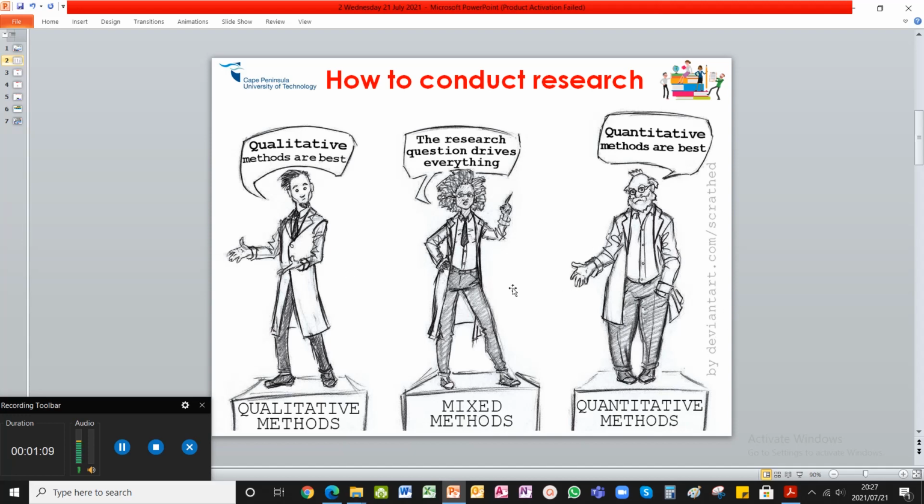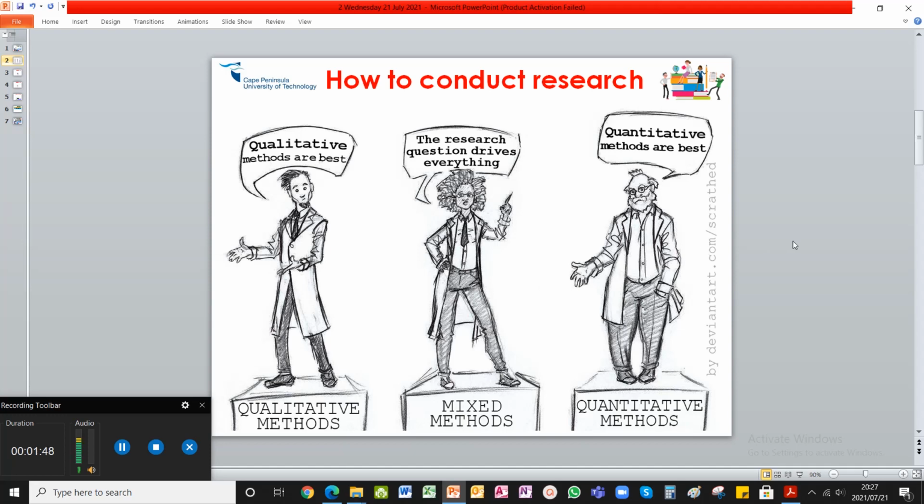Now, as you can see here, each person is saying that their method is the best. And the one in the middle, which is mixed methods, is saying that the research that you are doing is driven by the question. Now, if you can remember from semester 1's formative assignment, you had to develop one main research question, which is guided by 3 sub-questions. That is what the research is guided by. The question, what are you aiming to achieve? But more so, how are you writing it?